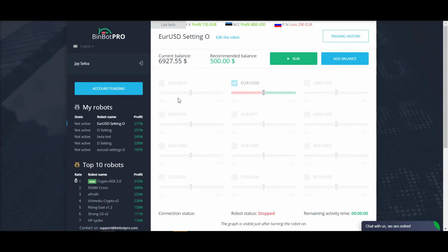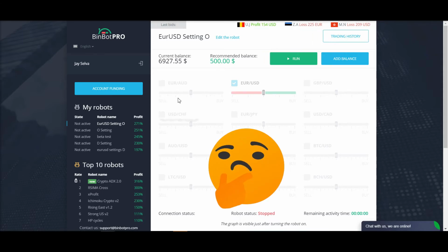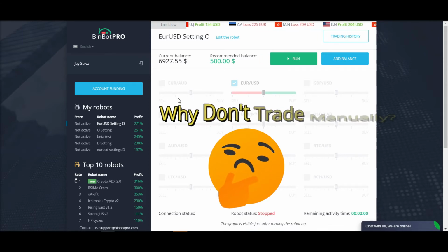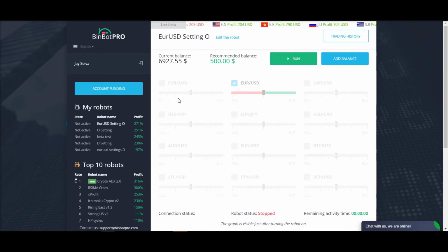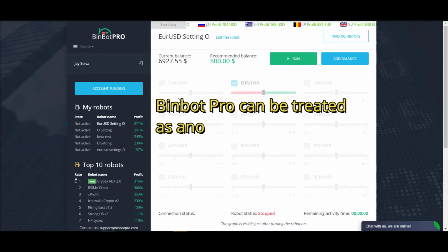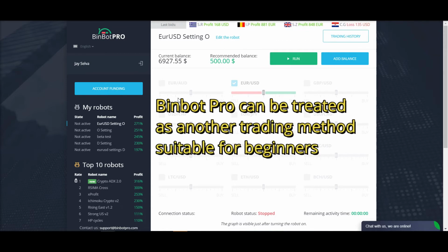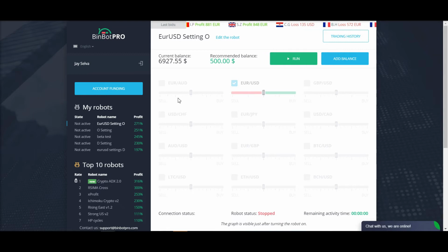Even though we are referring to the charts and it looks like the same setup, some people might ask, why don't I just do a manual trade, since I'm going through the trouble of setting up my charts and trading through the charts, and I don't really need Binbot Pro. Well, it's totally fine if we are doing manual trades, and if it gives consistent results, it's extremely recommended to continue doing that.